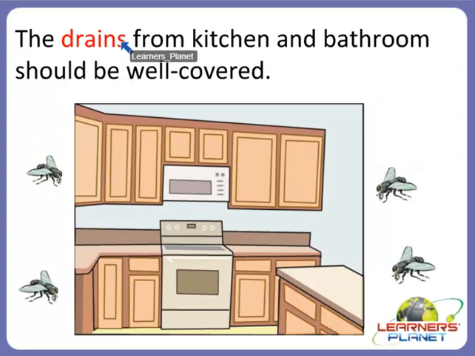Children, the drains from kitchen and bathroom should be well covered. So what are drains? The drains are the small holes at the corner of the kitchen and the bathroom. So they should be well covered. Why they should be kept well covered? Because well covered drains keeps the insects such as flies and cockroaches away.